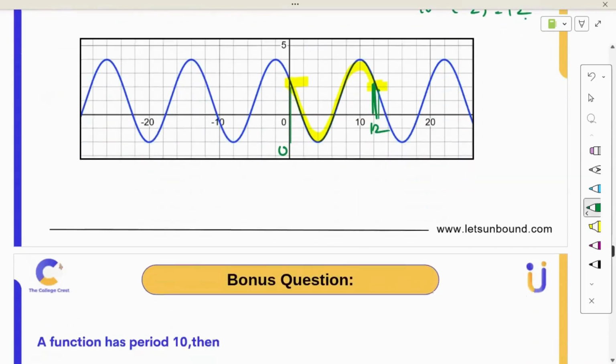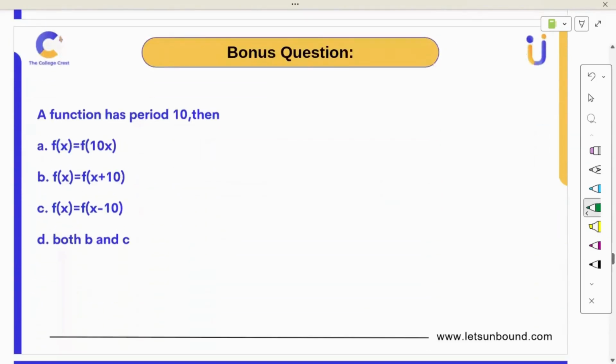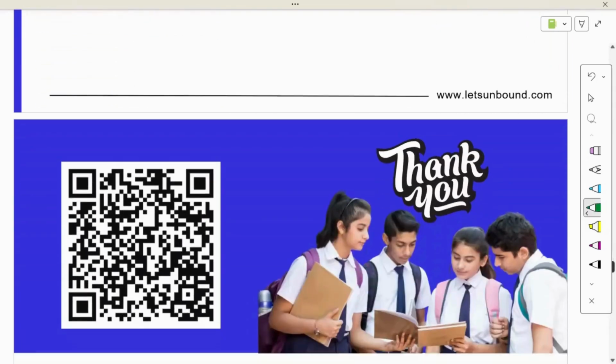So that's it. And here I have a bonus question for you. Very simple MCQ. So think well and answer this. A function has a period 10, then which of the following is true? Right? And that's it for today's video.